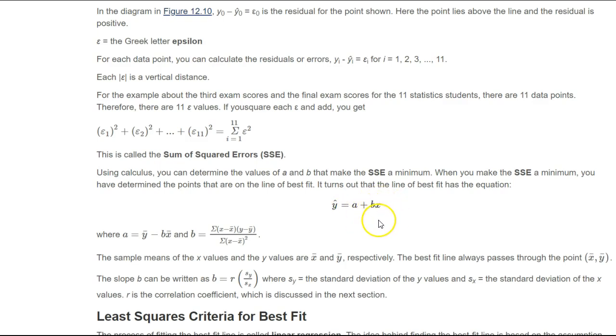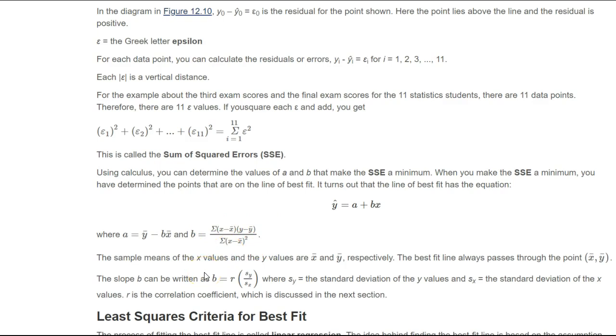Y hat equals a plus bx. X is our independent variable, right? A is actually the average of our y's minus b times our average of our x's. And our b value is the sum of x minus x bar, in other words our average, times y minus y bar, all over the sum of x minus x bar squared.